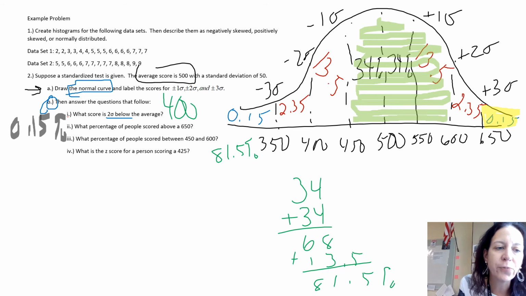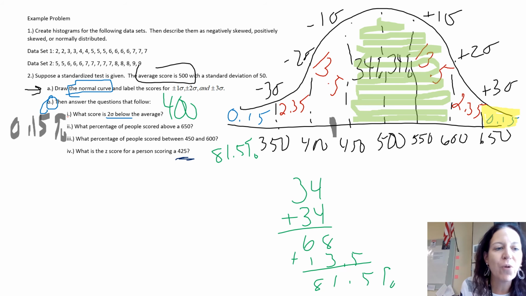And then the last question is, what is the z-score for a person scoring a 425? So there's actually 2 ways that you can figure out what the z-score is. One of them is, I think it's kind of fun. You locate the score on the number line. So 425 is right here. Okay, it's exactly halfway between 400 and 450. So sometimes numbers can do that. Sometimes they're not as nice, like you can't really tell, but this one you can.